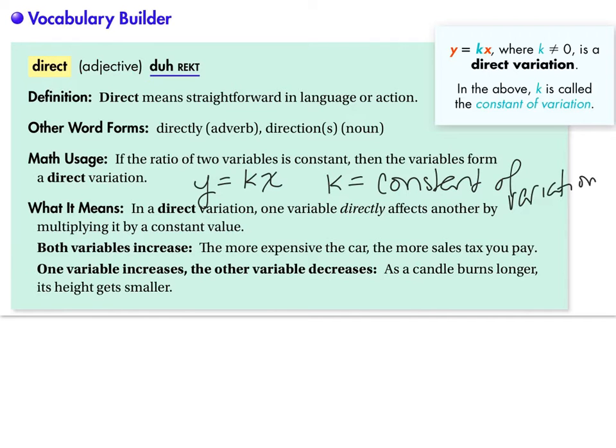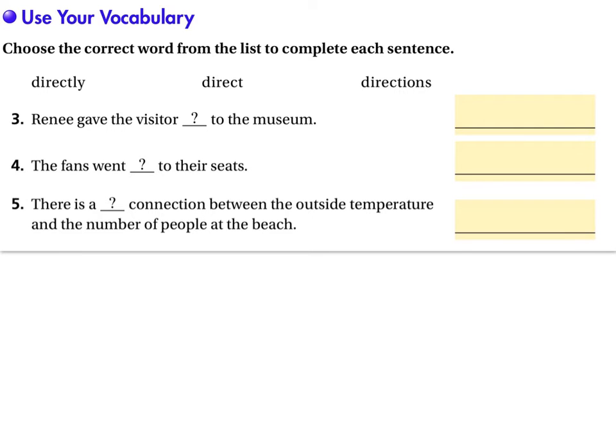It's the constant k. Take a moment and appropriately fill in these words, and then restart this video to check your answers. Let's see how you did. Renee gave the visitor directions to the museum. The fans went directly to their seats, and there is a direct connection between the outside temperature and the number of people at the beach.